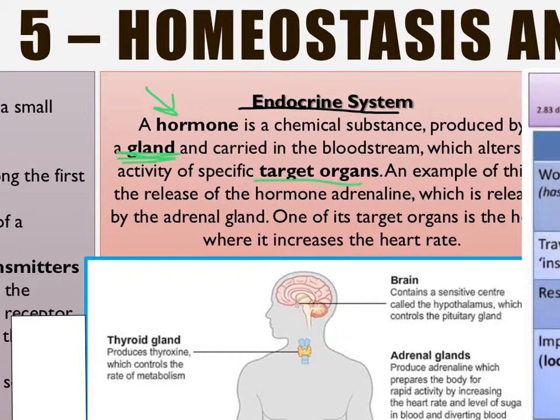So, for example, adrenaline is released by the adrenal glands, and its target organ is basically the heart, and it increases the heart rate. So that shows what I mean by the gland, the release of the hormone, and then the target organ and what it does. So that's quite a good way to remember the different types of hormones.